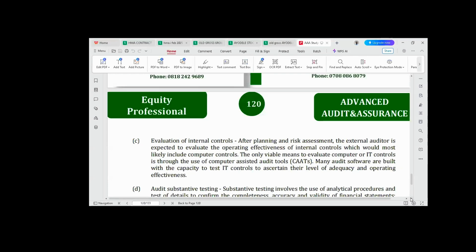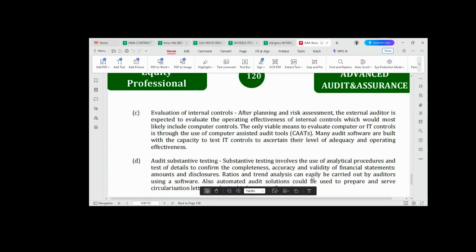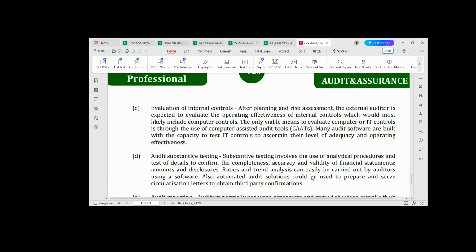That's in chapter 7. Another aspect in which IT has impacted the audit process is in the aspect of what? Audit substantive testing.